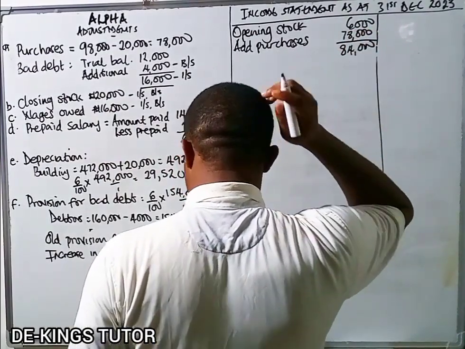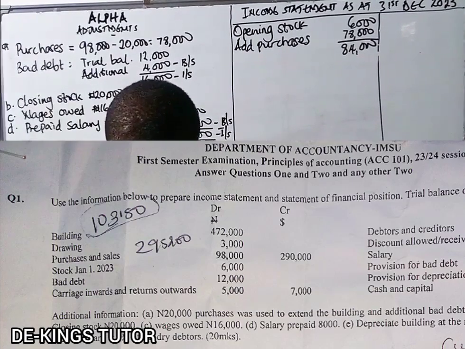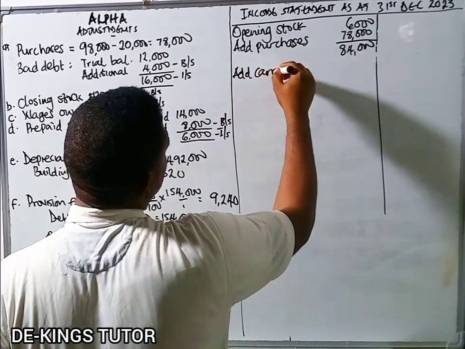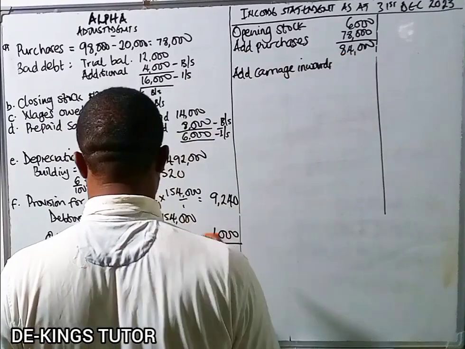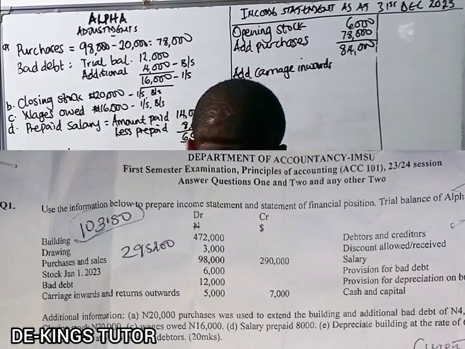Okay. Now check if there's a carriage inward and also return outward and also return inward. So we now have to add carriage inwards. Now what's the carriage inwards? The carriage inward is 5,000.